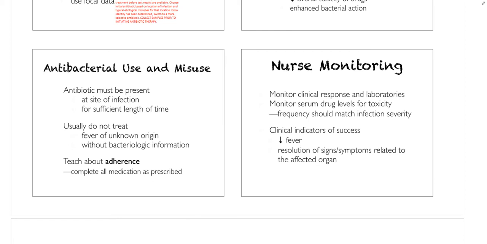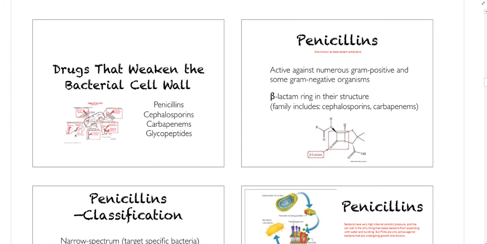Better responses from the kidneys or from breathing, whatever it happens to be, based on the symptoms associated with that infection. All right, so now on to the specific antibiotics. When it comes to drugs that weaken the cell wall, we've got our penicillins, cephalosporins, carbapenems, and glycopeptides.